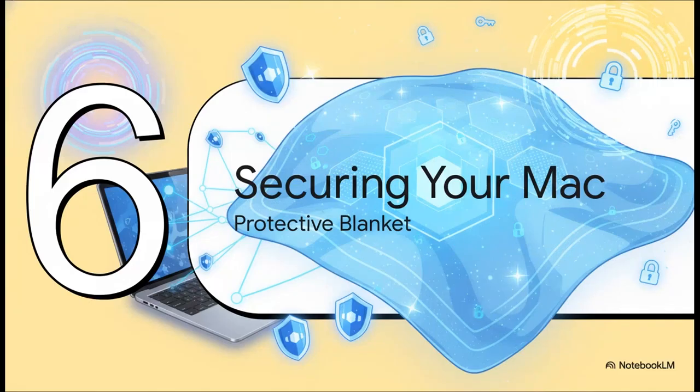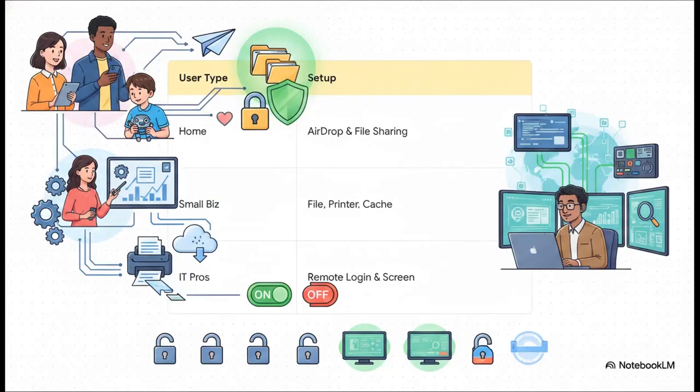Which brings us to our final stop, Section 6, securing your shared Mac. Opening up your computer to the network is incredibly powerful, but it means we need to wrap it in a protective blanket. Apple provides multiple layers of protection, requiring strict usernames and passwords before anyone can access your resources, and utilizing heavy encryption for features like SSH, AirDrop, and SMB file transfers. But you know, the best security is just common sense. So based on how you use your machine, here are some best practices.